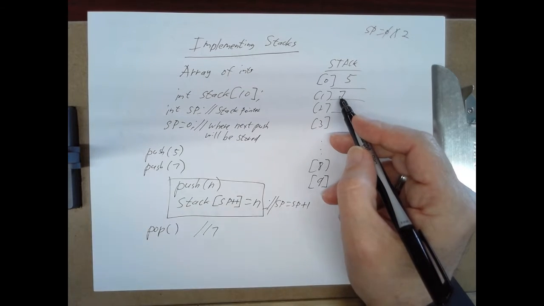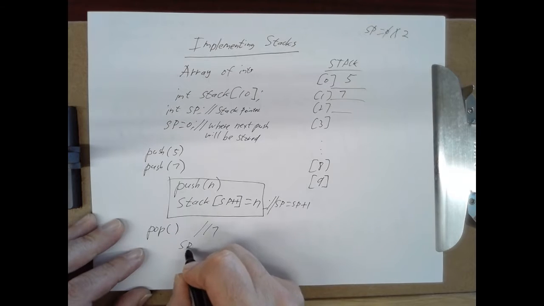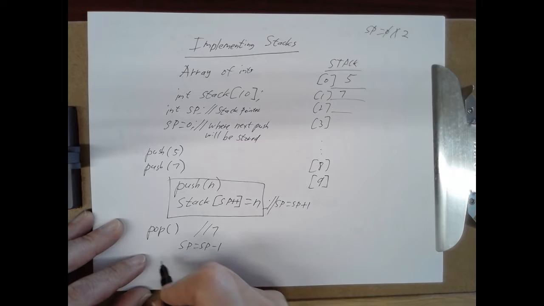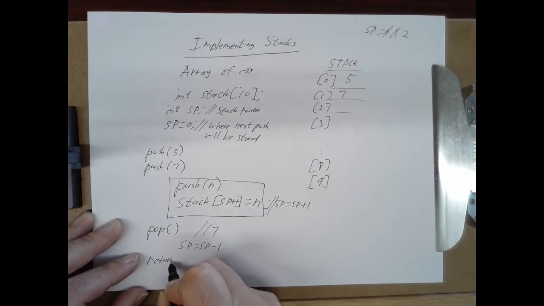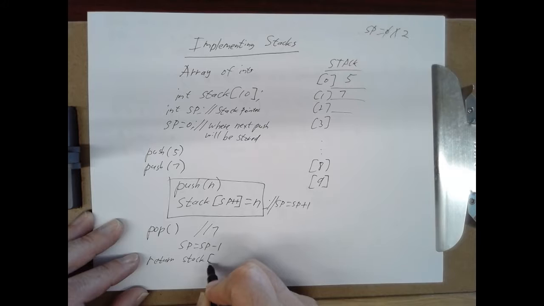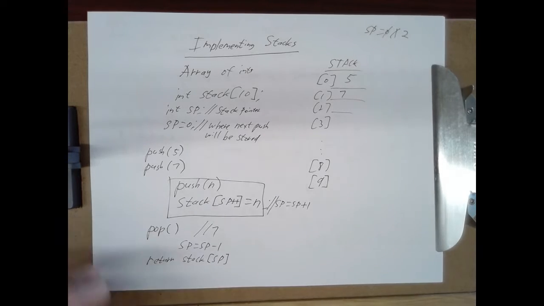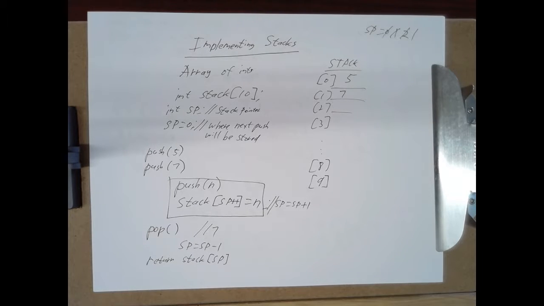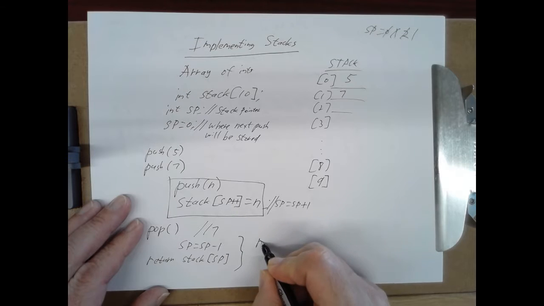So if we want to retrieve the last thing we pushed, we should decrement the stack pointer and then return the element at that index. So when we say a pop, we'll decrement the stack pointer to 1 and we'll return the 7. Yes? So what would happen if you just said return stack SP minus minus? Would it still decrement SP, or how would that go?